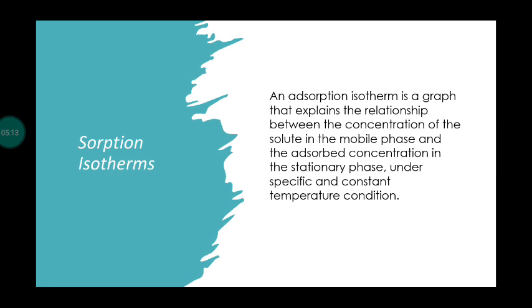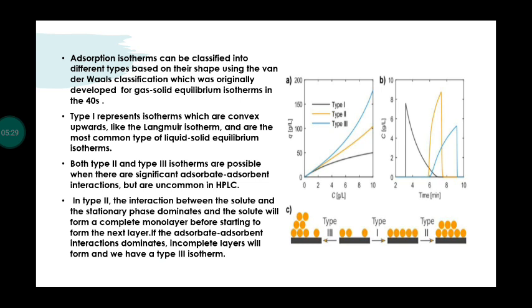Sorption isotherm. An adsorption isotherm is a graph that explains the relation between the concentration of the solute in the mobile phase and the adsorbed concentration in the stationary phase under specific constant temperature condition. Adsorption isotherms can be classified into different types based on their shape using van der Waals classification.